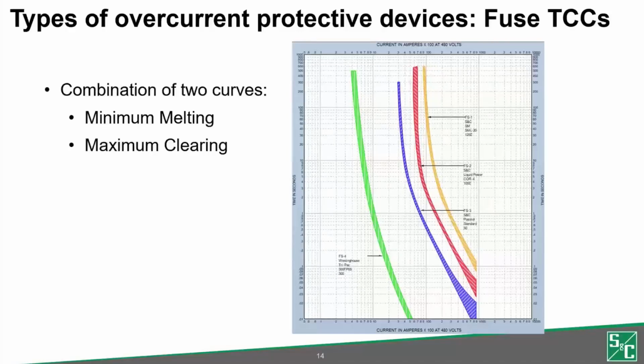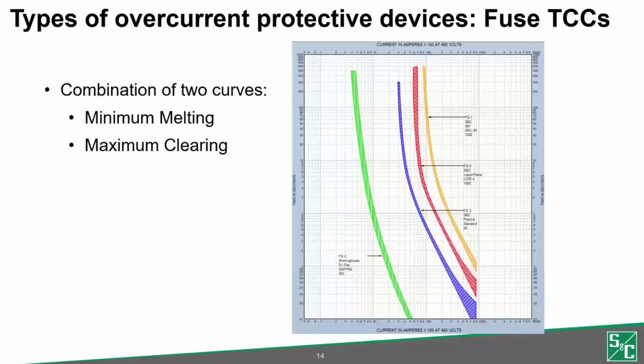Time current curves of fuses are fixed based on their ampere rating, on their speed, on their type, and obviously the manufacturer. Each manufacturer publishes their time current curves for their fuses depending on the ampere rating, and which are commonly available either in their documentation online, and also in several popular software.